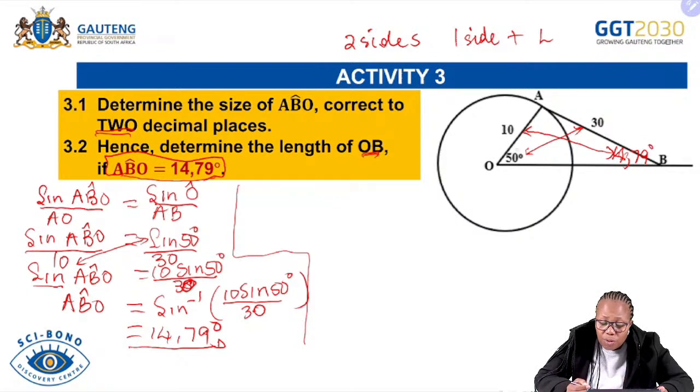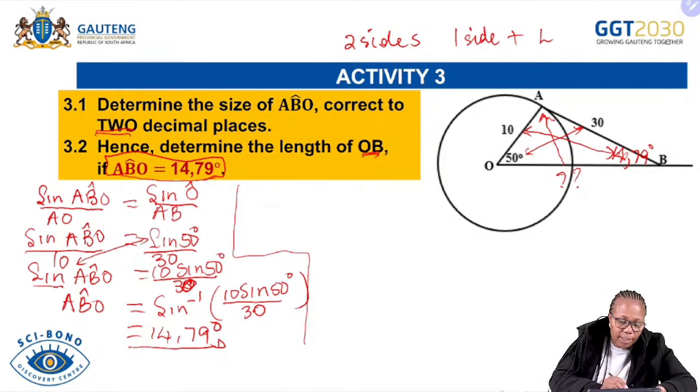Okay, let's look at OB. OB is this side here. Okay, can we calculate that? No, we cannot calculate if we do not have that particular angle there. All right, if we can get that angle A, it's only then that we can be able to find OB because now we have two unknowns. All right, let's start calculating angle A.